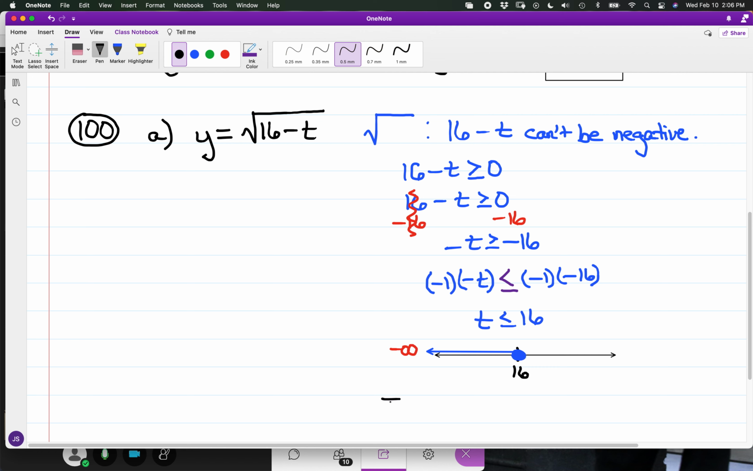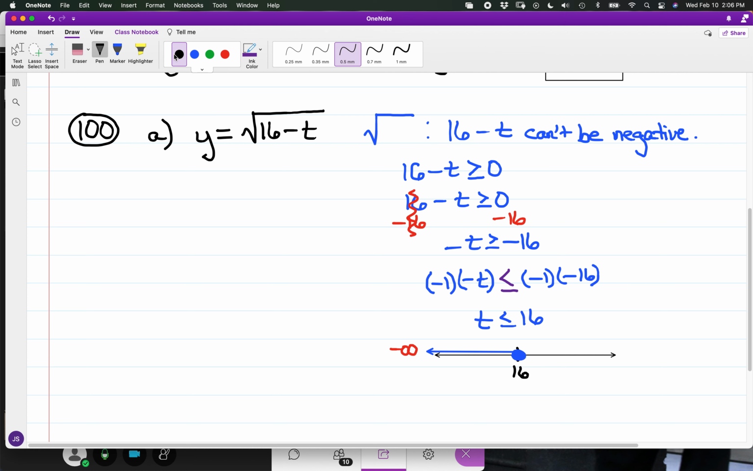And looking at what we have for t is less than or equal to 16. Okay, so again, you have the inequality, you have the graph, and just looking at what we have with the interval notation, that's going to define the domain.